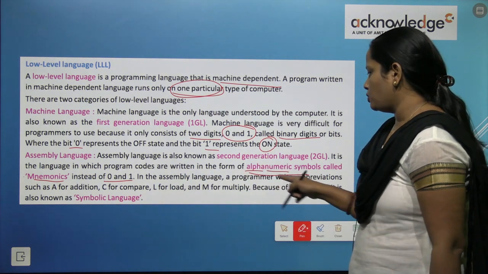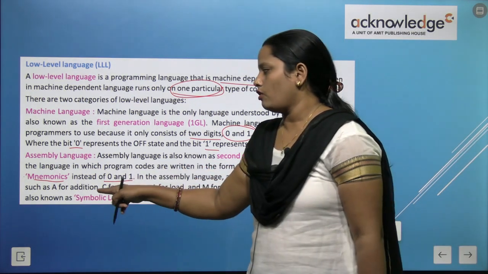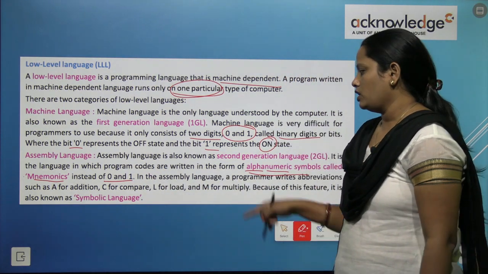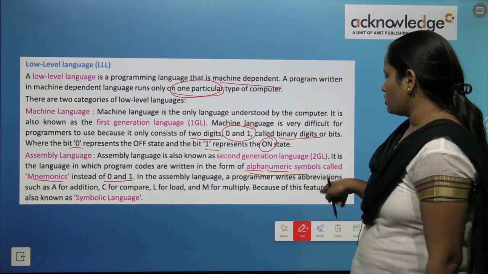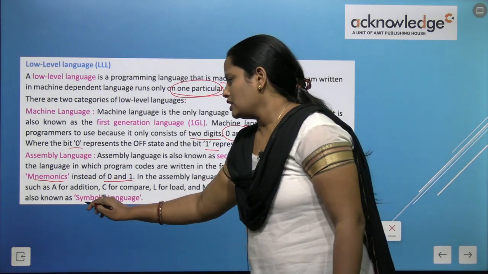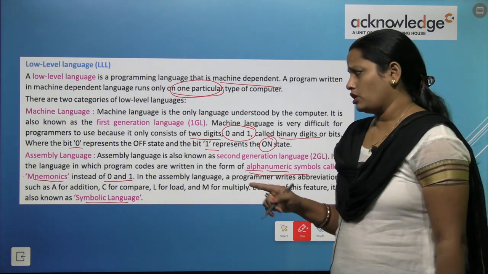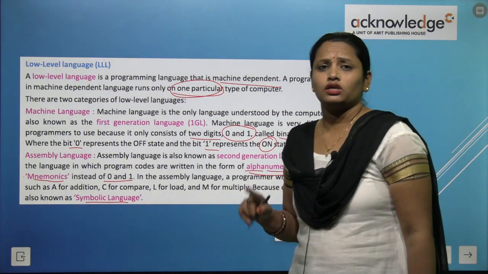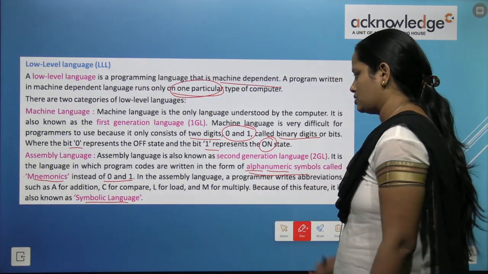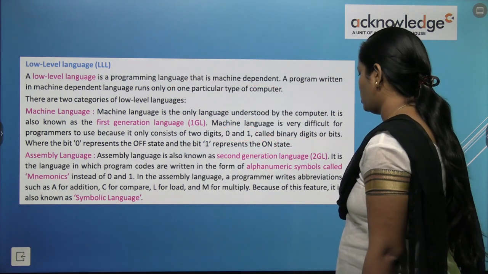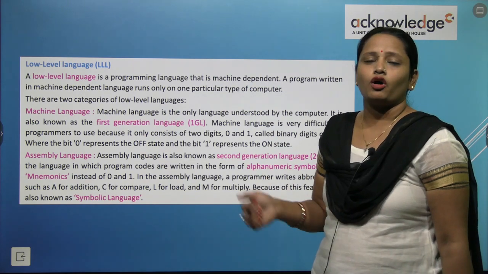In assembly language, a programmer writes abbreviations: A for addition, C for compare, L for load, M for multiply. Because of this feature, it is also known as symbolic language. So assembly language is also known as symbolic language because it uses both alphabets and numbers, and everything was written by the programmer in the form of abbreviations.